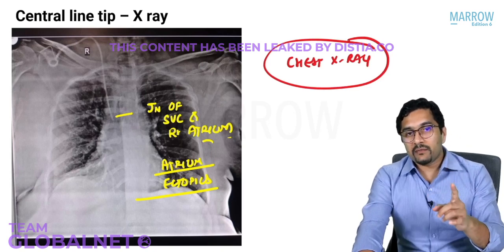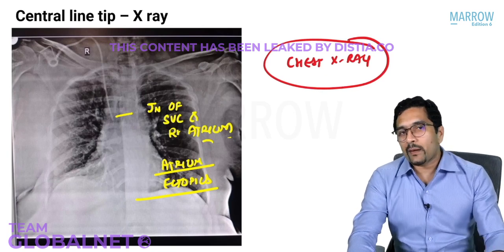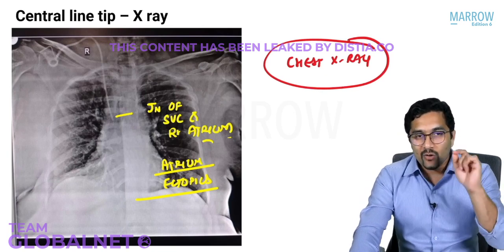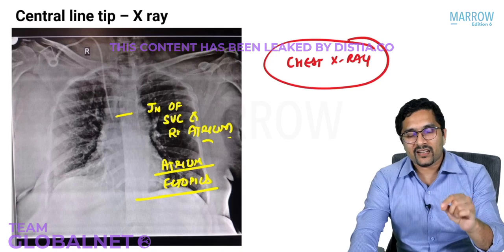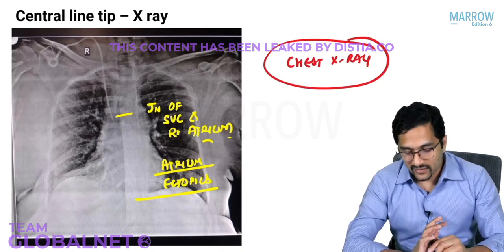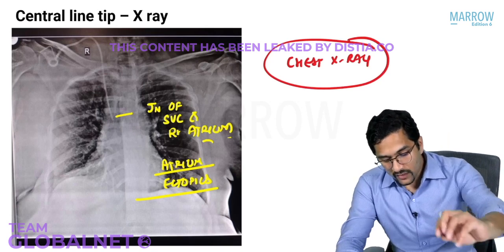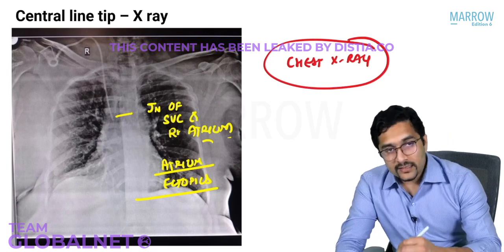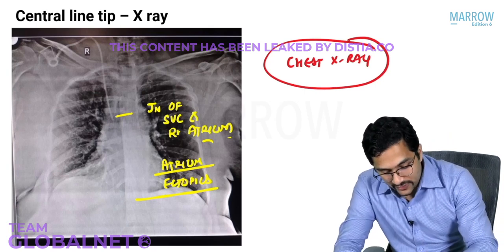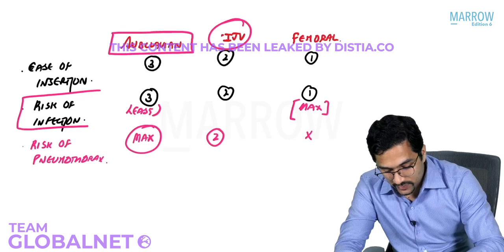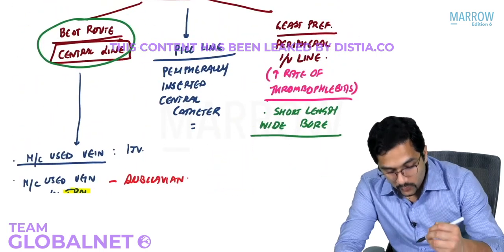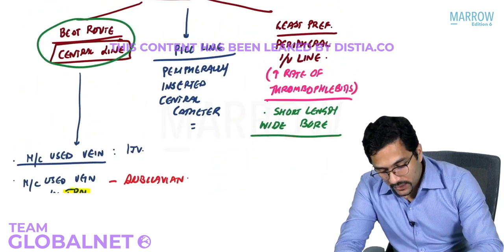So please remember that pneumothorax can develop after central line insertion, and always get a chest X-ray done once you've inserted a central line. So this was regarding central lines. IV lines or IV cannulas I've already discussed with you in module 1 and 2. PICC line is something which I want to talk about.